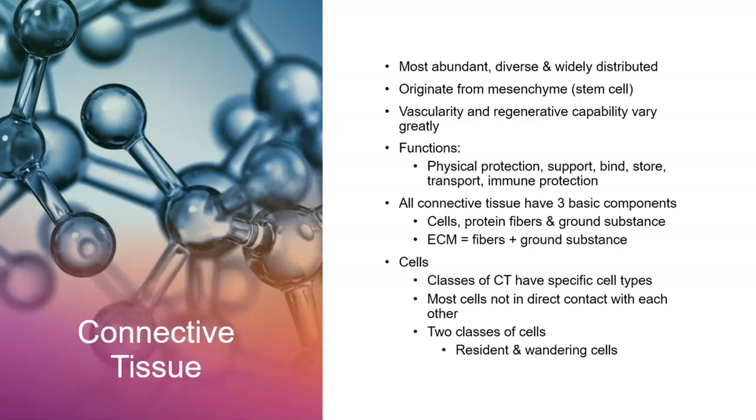But there are some things about these tissues. Unlike what we saw with epithelial tissues where the cells form junctions and sheets and layers of cells, connective tissue cells are usually not in contact with each other. They're just sort of randomly scattered throughout the tissue. We have two primary types of cells that we have in connective tissue, resident and wandering. Well, think about that. Resident, you live somewhere, you stay there. Wandering, you go from one place to another. So we're going to examine those as well.